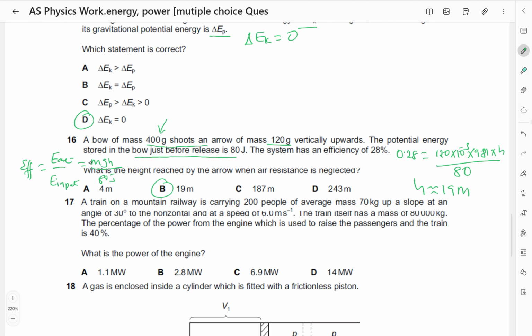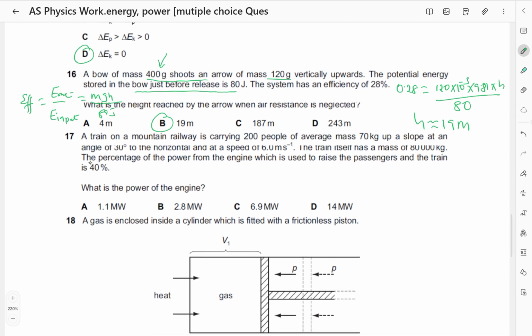The energy output would be to raise the arrow of mass 120 grams upwards. That's what we aim at. That is the work done by the ball. So the mass of the ball does not contribute to raising 120 grams vertically upwards. However, it is the energy which is put into it that contributes to raising 120 grams vertically upwards, but at an efficiency of 28%. That's why I ignored the mass of the ball itself.